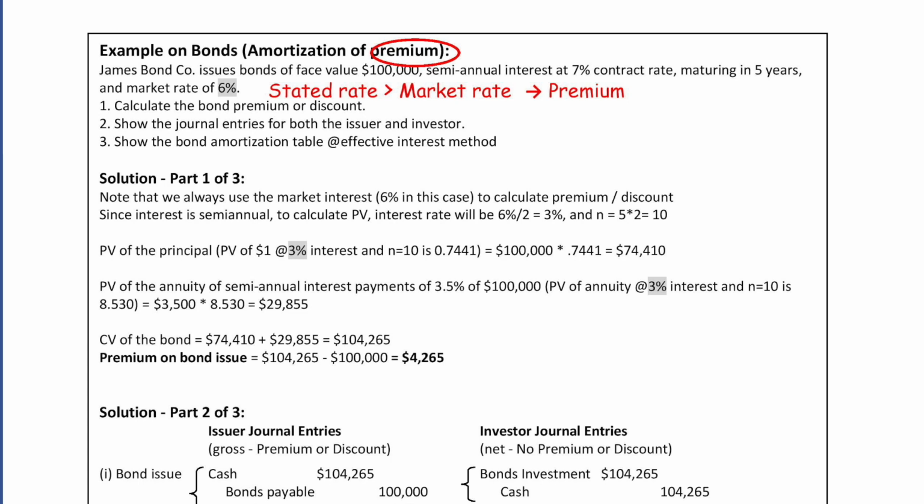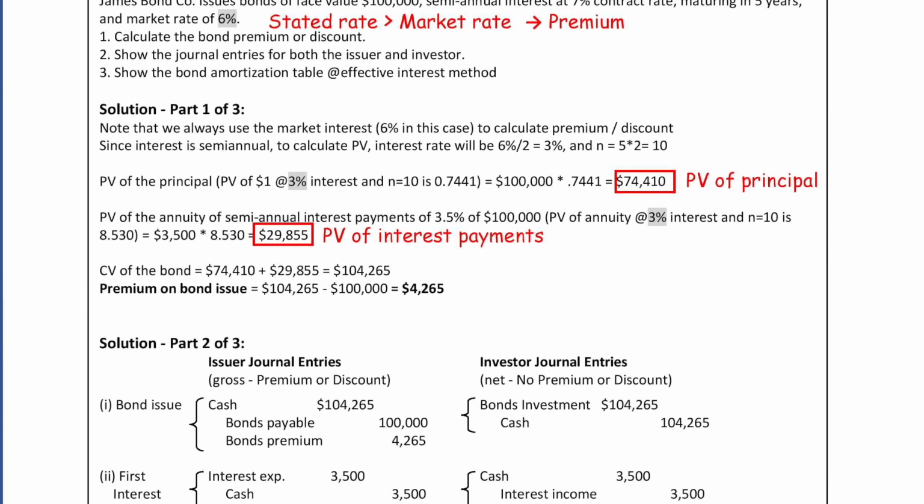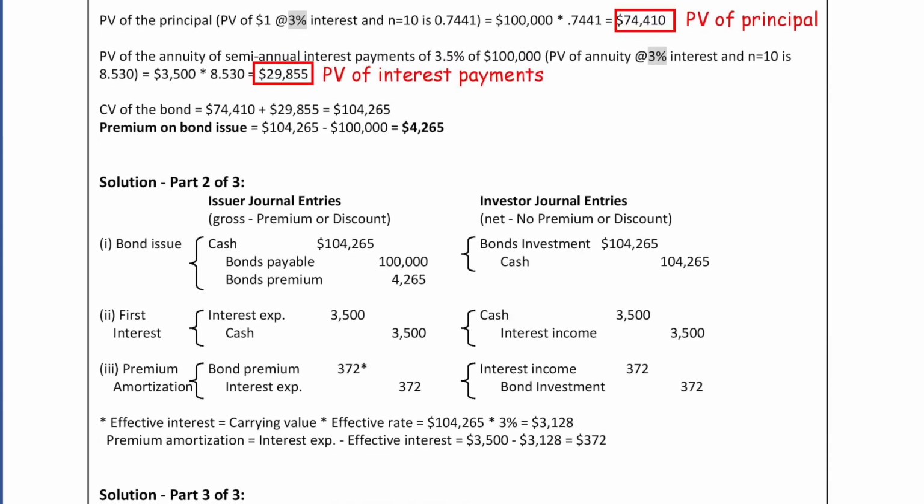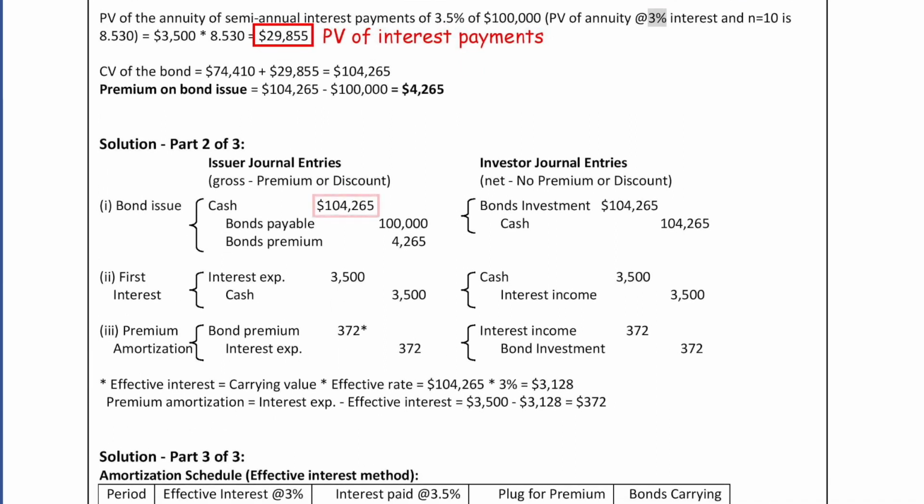In the first part of the solution, we calculate the present value of the principal and the present value of the annuity of semi-annual interest payments. Put a box around 74,410 and write present value of principal. Put a box around 29,855 and write present value of interest payments. Now 74,410 plus 29,855 gives us, put a box around 104,265. That's the cash received on the issuance of this bond.